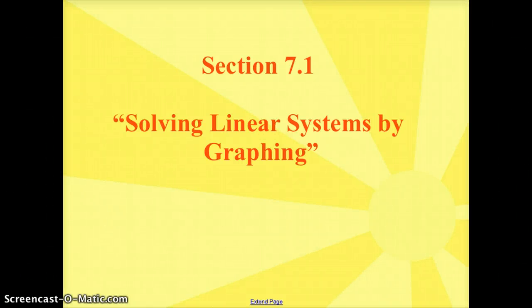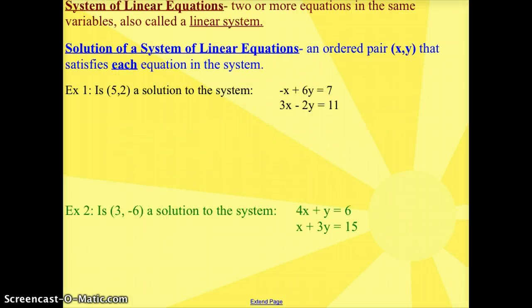Our next unit is going to be on systems of linear equations and linear inequalities. To begin, we first have to understand what a system of linear equations is. A system of linear equations is two or more equations in the same variables. When it says the same variables, that means x and y. Or we can just simply put the two words linear system.